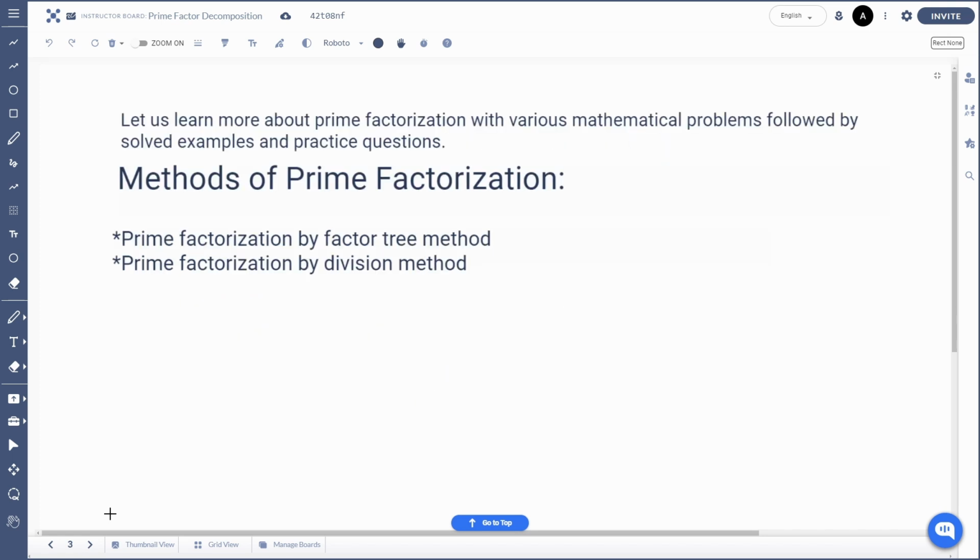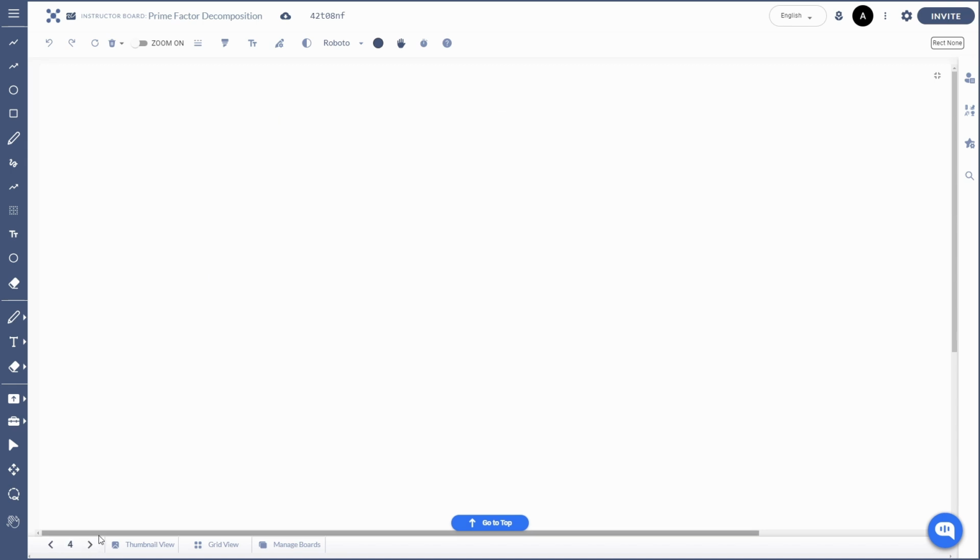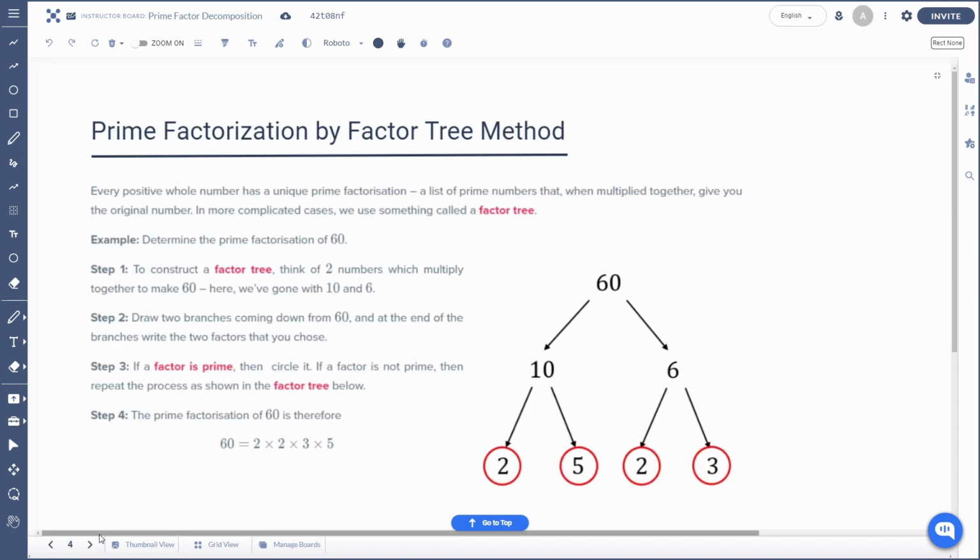There are mainly two methods that we often use to perform prime factorization. One is the factor tree method, and the other is the prime factorization by division method. We'll first focus on the factor tree method.